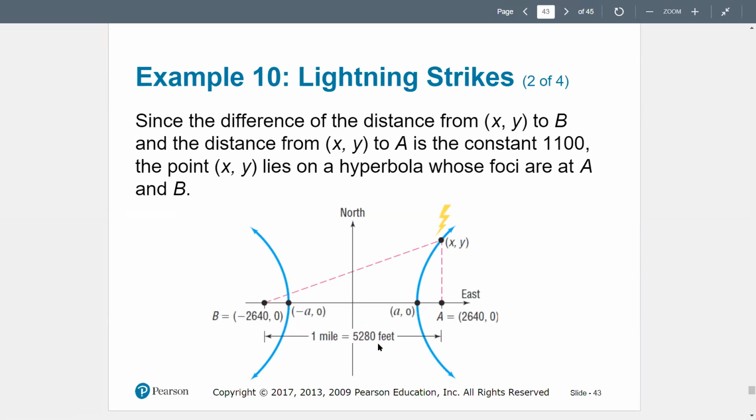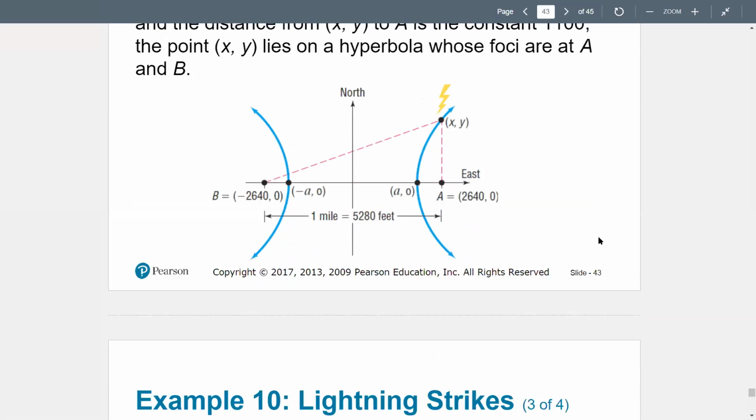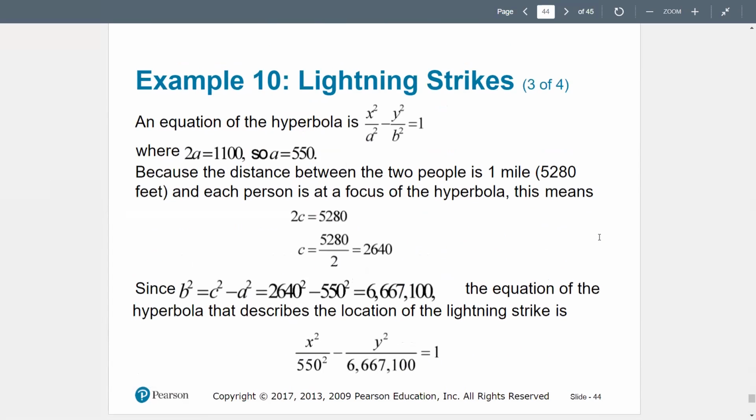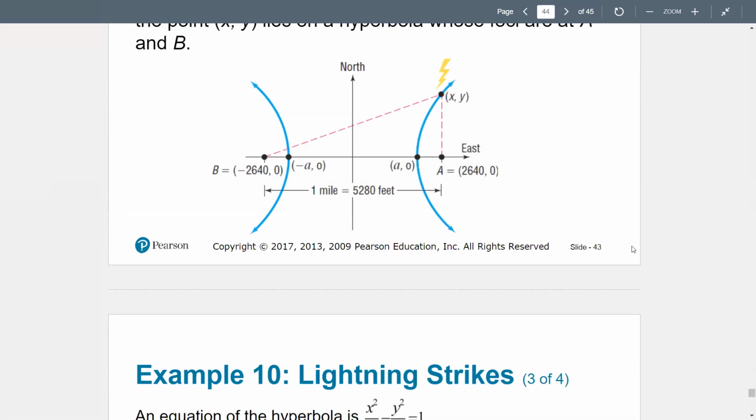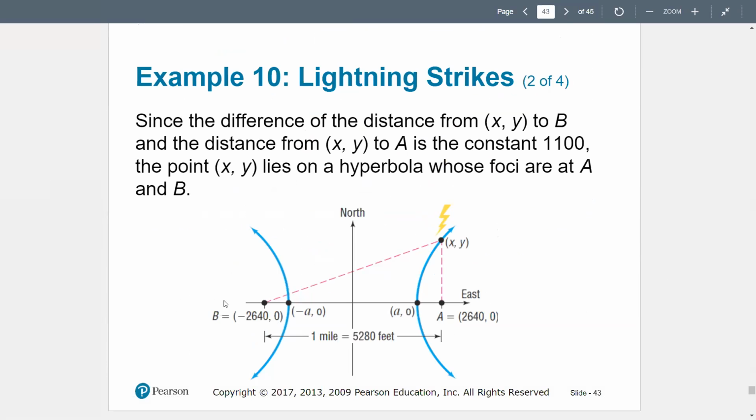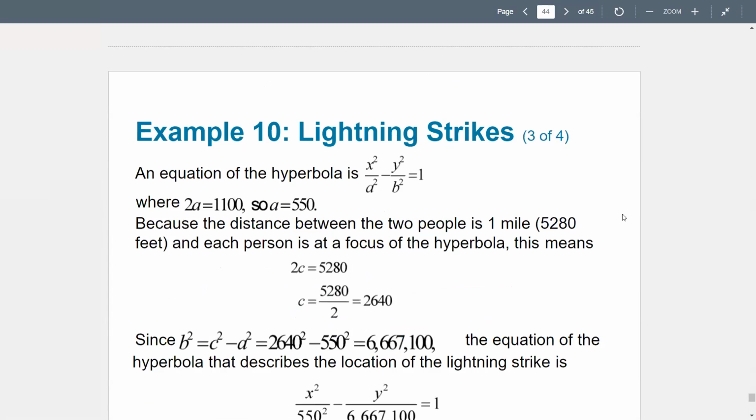Okay. Keep in mind that they switched it from 1 mile to feet because feet are what we were given for the 1100. And I would definitely give you bonus points for drawing the diagram and not trying to figure it out just in your head.